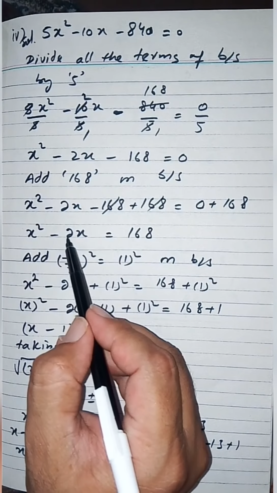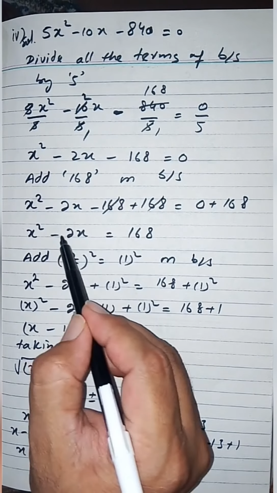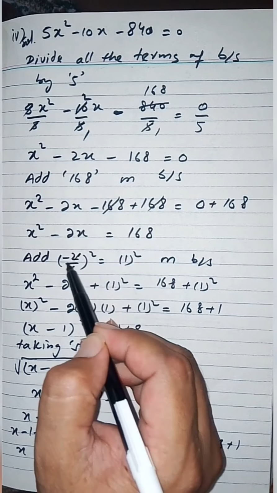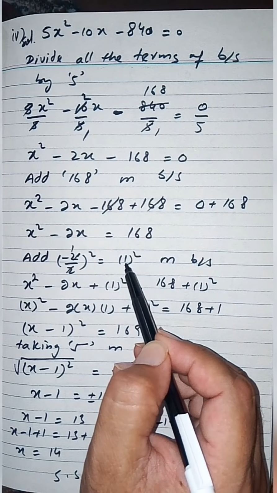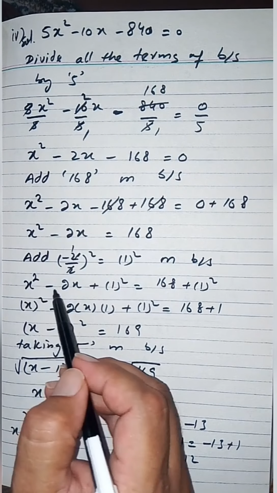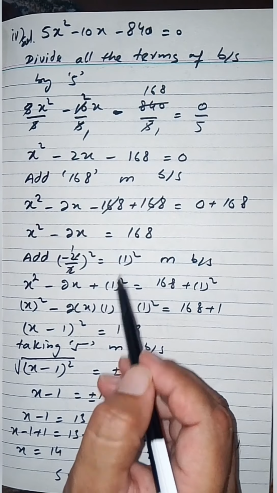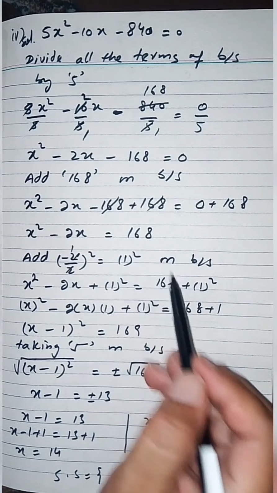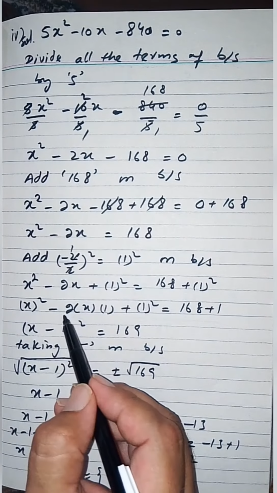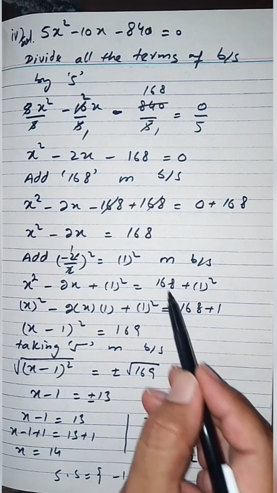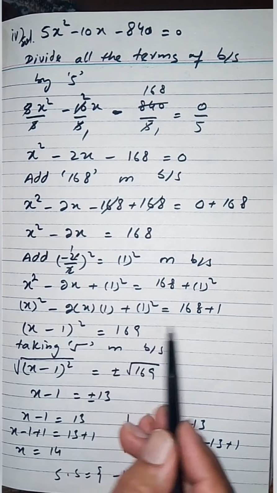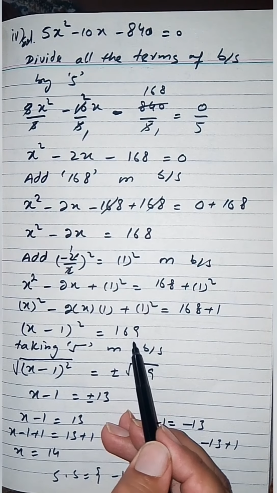Now add, divide this 2 by 2 and take its square. So we get 2 divided by 2 is 1, and 1 square is added on both sides. So here we get x square minus 2x plus 1 whole square, and plus 1 whole square here. So we can write it as x square minus 2 into x into 1 plus 1 whole square equal to 168 plus 1. Now we can write this in the complete square form. In 168 plus 1 we get 169.